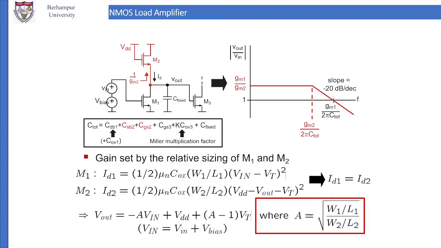where Vin is equal to vin plus Vbias, whatever biasing you are giving. From that you will get some value, and A is equal to root over of W1 by L1 divided by W2 by L2. This derivation you can look for in any book on MOS. So the derivation you will get from the books on MOS.